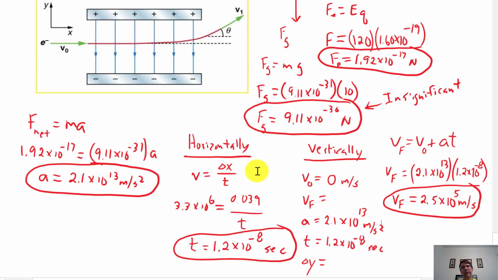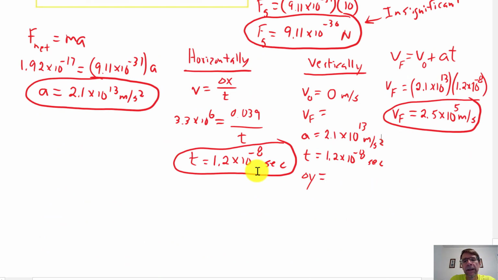Part A, the vertical deflection. Really what I've got to find is delta y. You can use, I think it's the fourth equation, that says delta y equals v sub 0 t plus 1/2 a t squared. So delta y, well, v0 is 0, so it's 1/2 times the acceleration, which is 2.1 times 10 to the 13th, times the time squared.